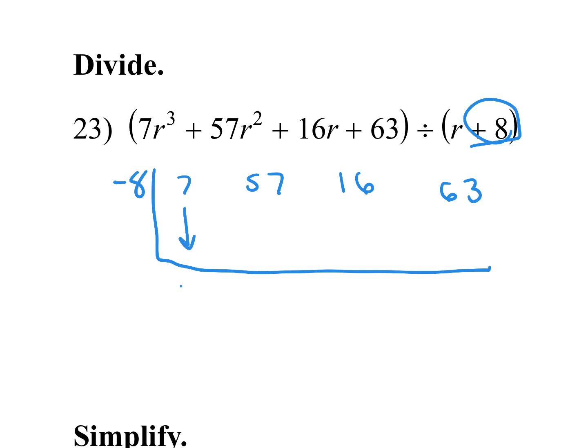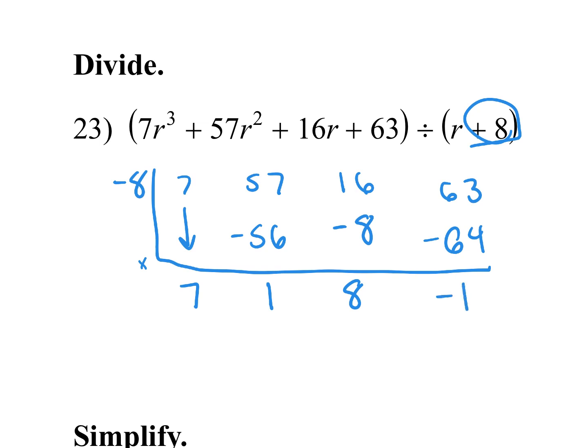So we drop down the 7 first. Outside, we multiply. So what's -8 times 7? -56. So then we add. So that would be +1. -8 times 1 would be -8. 16 minus 8 is 8. -8 times 8 is -64. So then we add inside and we get -1.